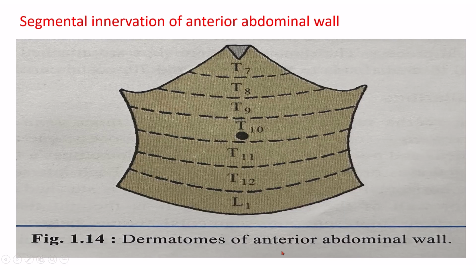Here you can see the segmental nerve supply: T7, T8, T9, T10. T10 corresponds with the umbilicus, then T11, T12, L1. So any kind of tumors related to the testis, ovary, and even the pain related to the appendix, are all felt around T10 because of the common segmental supply to those viscera.